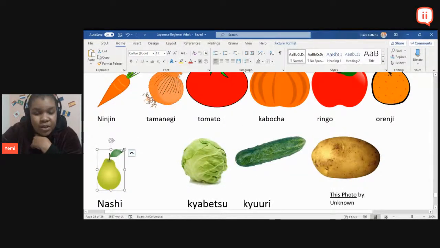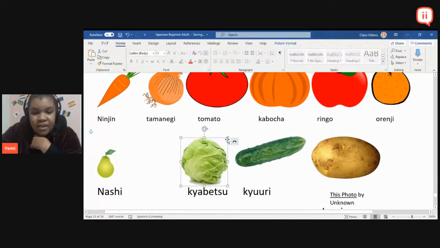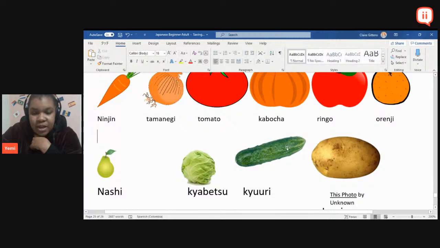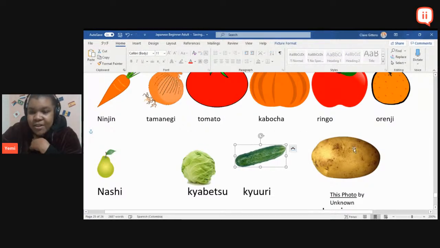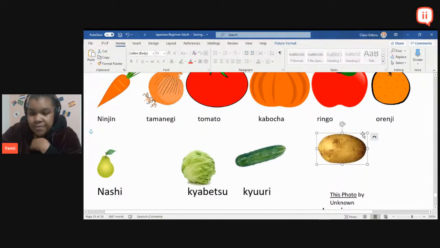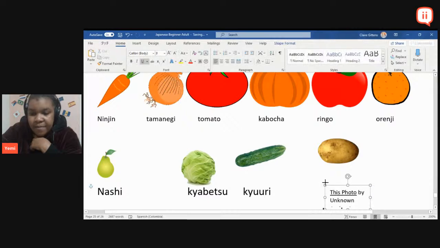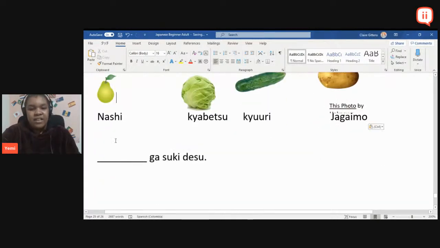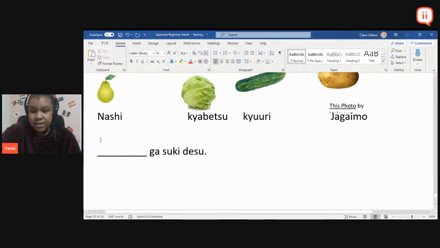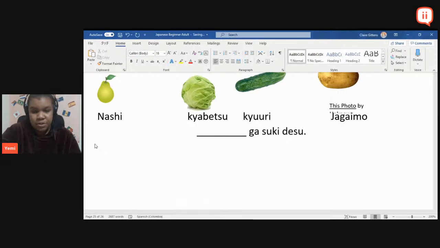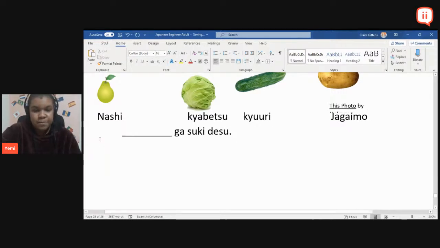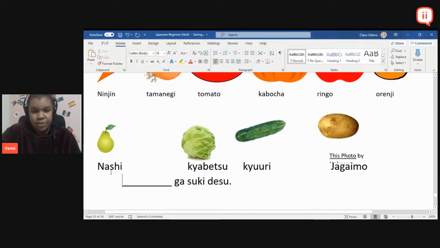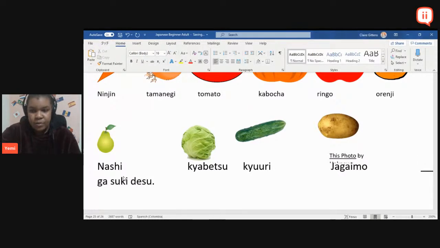Let me make these a little smaller so you can see everything at the same time. Okay, see the words and everything at the same time. I don't know what's going on with the potato. The potato is too big. Okay, let's try making the potato smaller. Okay, so let's see. Which one do you like? Okay, something ga suki desu. So we can see all of the words now. Which one do you like?